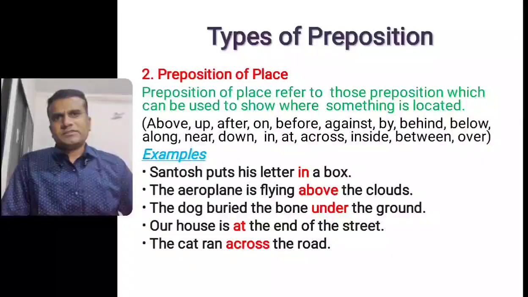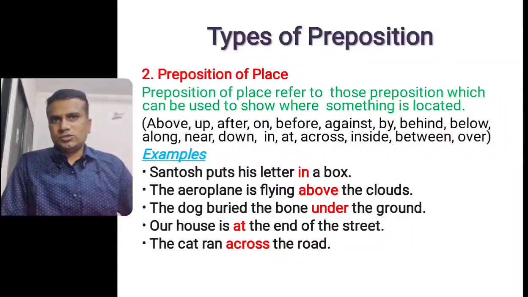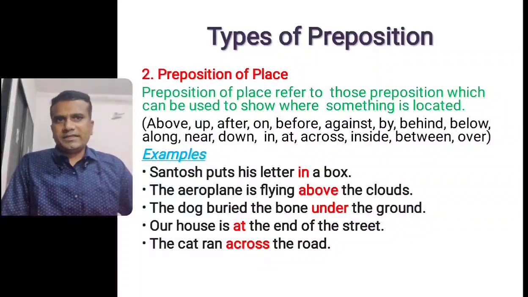Now I have given some examples of preposition of place. Santosh puts his letter in a box. Here in is preposition of place that shows some boundary, that may be a physical boundary or virtual boundary. Next example: The aeroplane is flying above the clouds. Here above is preposition of place which is in red color. Next example: The dog buried the bone under the ground. Here under is preposition of place which is again in red color.